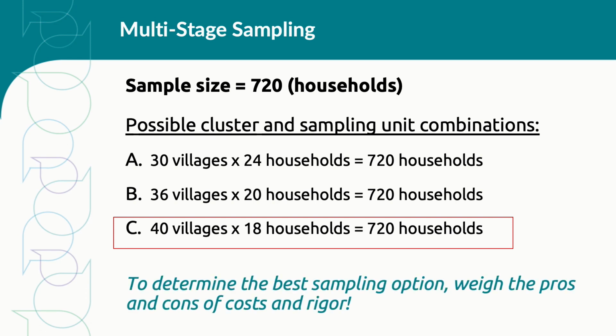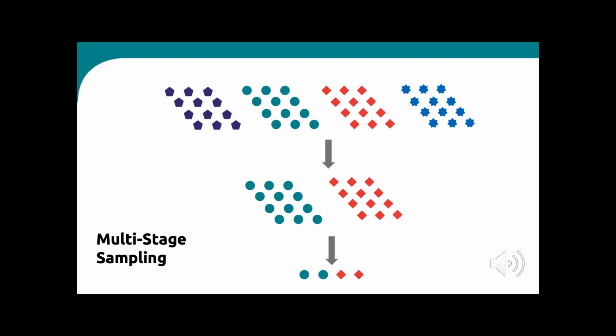So, to determine the best sampling option for a specific situation, implementing partners should weigh the pros and cons of cost and rigor. Finally, here's a graphic showing the multi-stage sampling strategy.